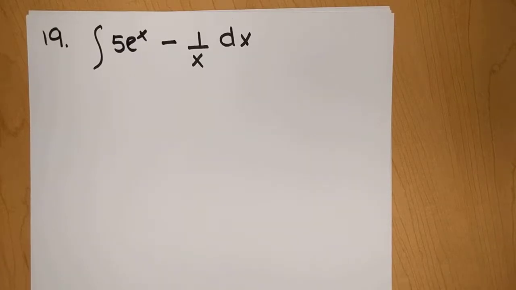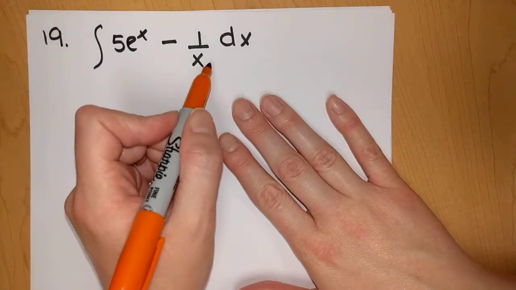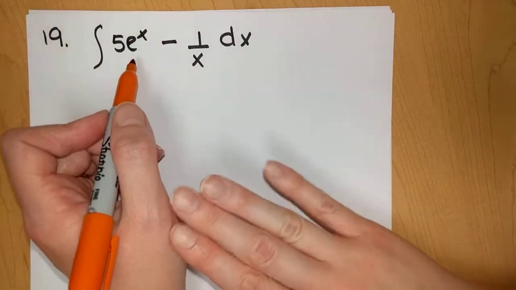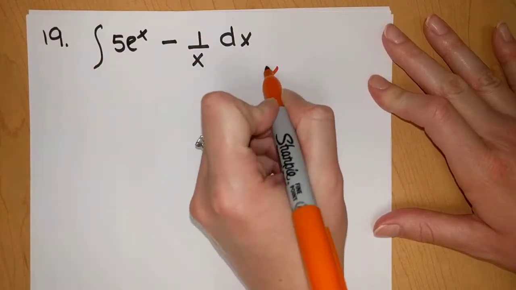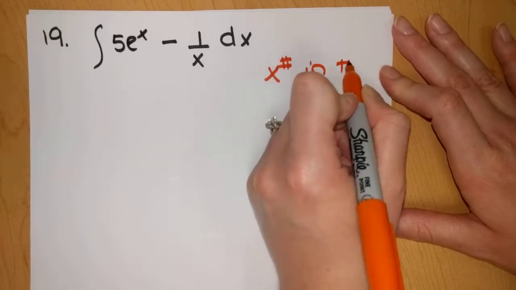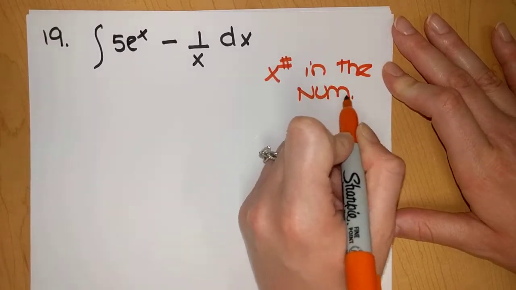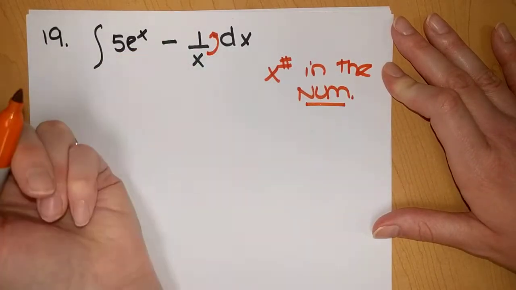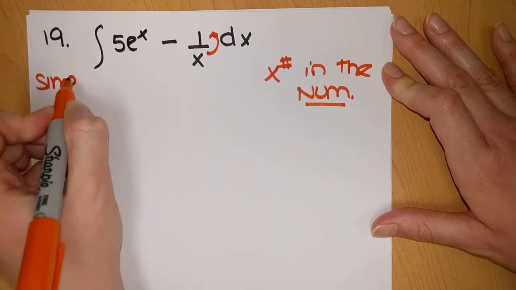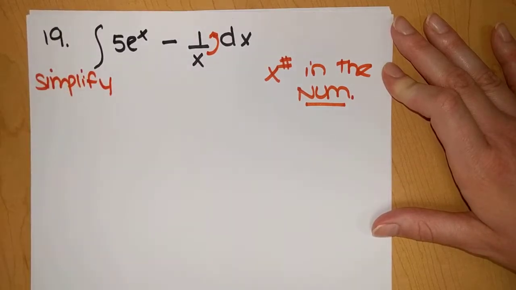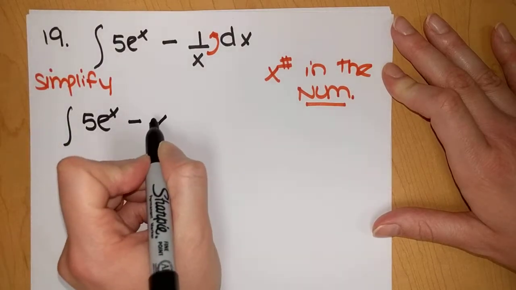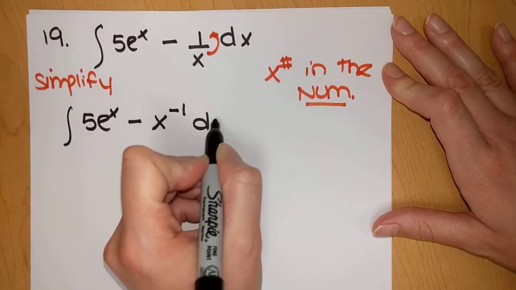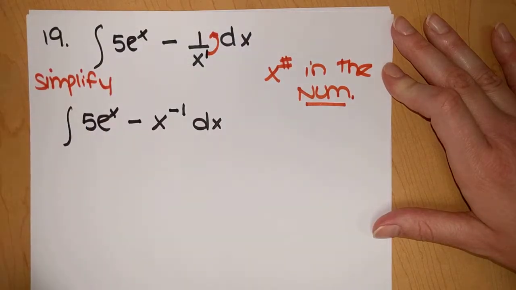To start this question, I would remember that we can integrate term by term. The 5e to the x will just be 5e to the x. But this minus 1 over x, we need to have x to a number in the numerator. So what I would do, just like with derivatives, is bring this x up as part of my simplification of the problem. So that would become the integral of 5e to the x minus x to the negative 1 dx when I bring that x to the first up.